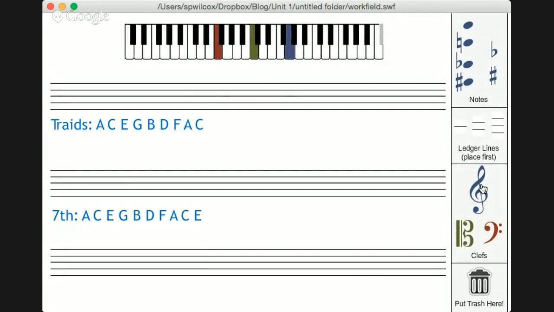Let's just do a key that doesn't require a lot of thought. Let's do C major. C. First note of our scale is the tonic note. Second note is the supertonic. Third note is the mediant. Fourth note is the subdominant. Fifth note is the dominant. Sixth note is the submediant. Seventh note is a leading tone. Eighth note is the tonic again.